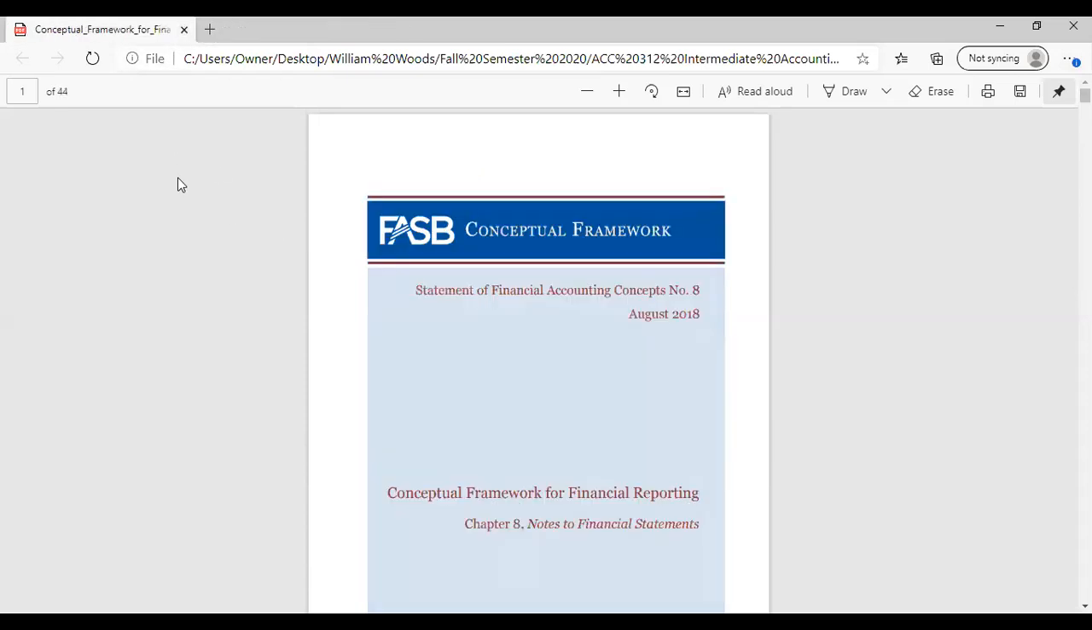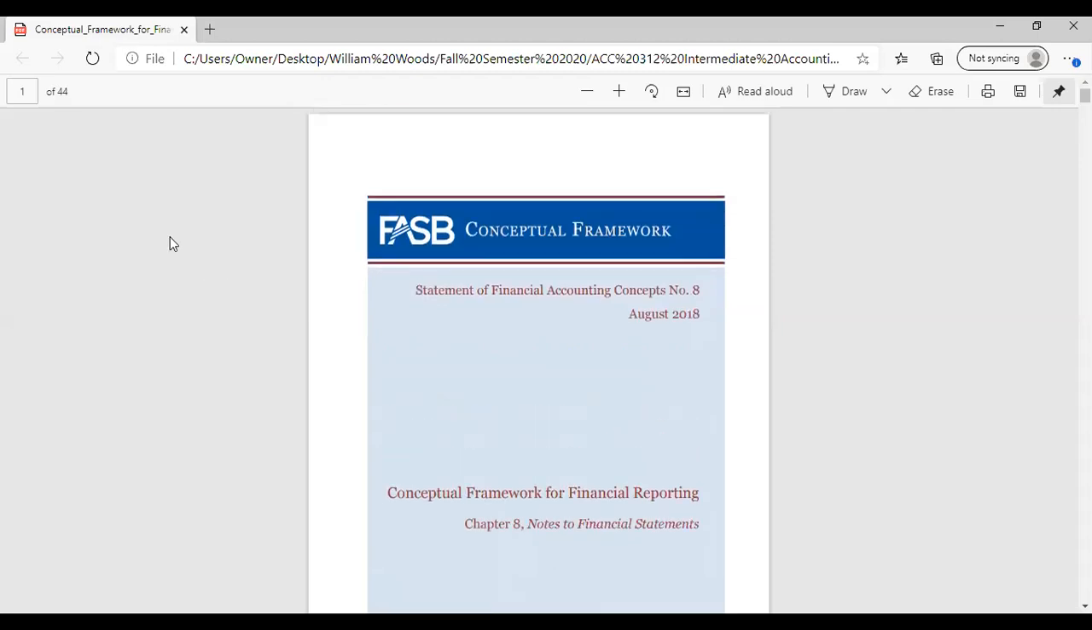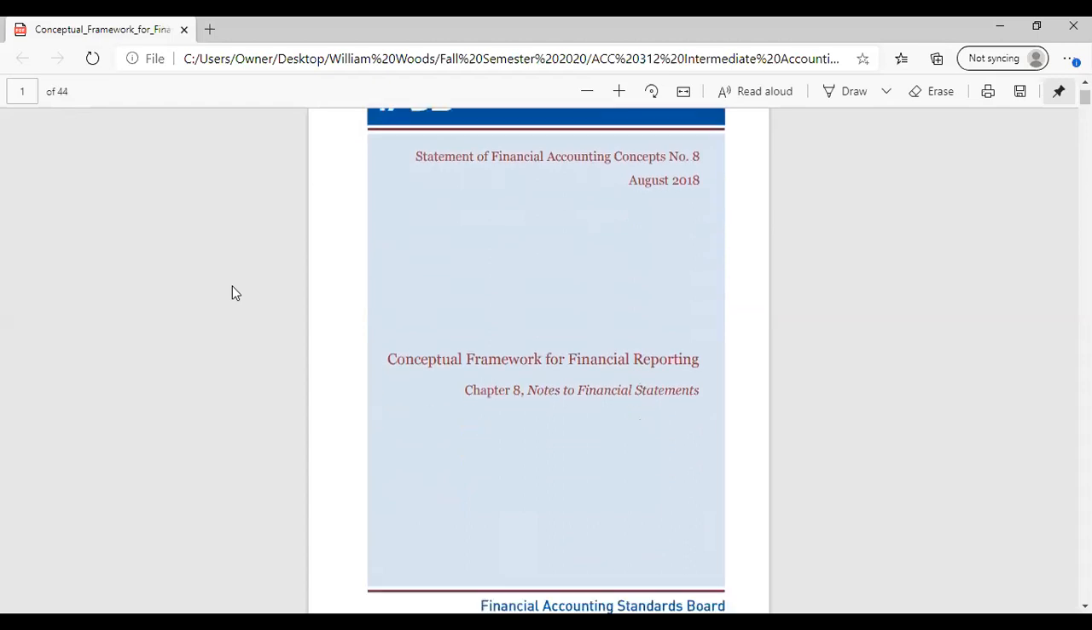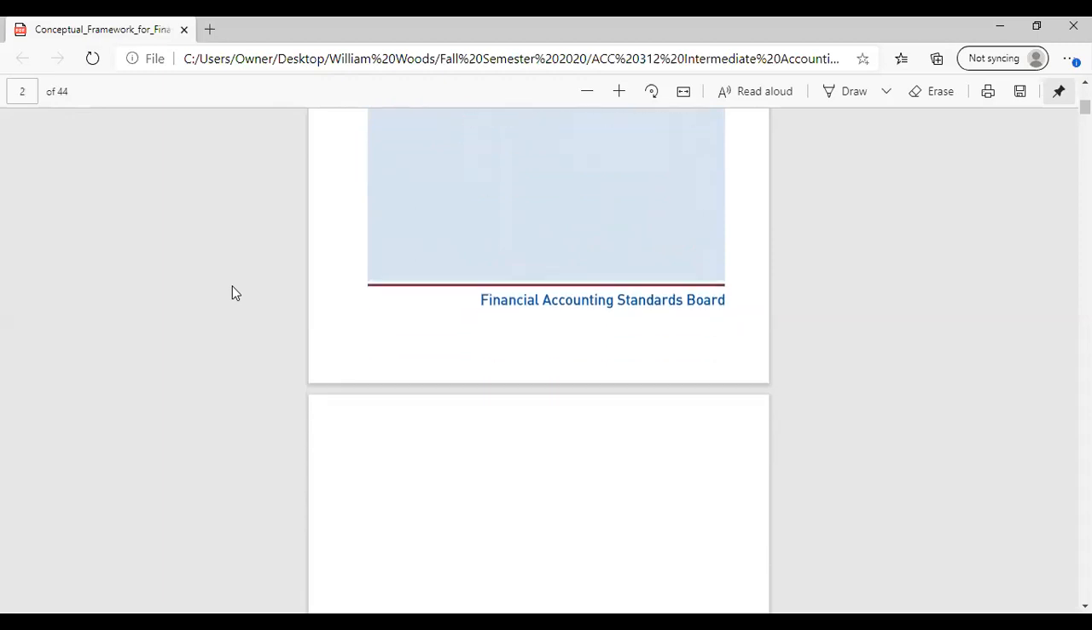Okay. The other one that I wanted to show you is, again, one of the statements on financial accounting concepts. And this is number 8, or what is also referred to as Chapter 8, Notes to the Financial Statements. Now, again, this thing is 44 pages, so we're not going to read through this entire thing. I just wanted to show you what it looks like and where we find these things. So notes to the financial statements, it goes into depth about all of the information that should be included in notes to the financial statements.